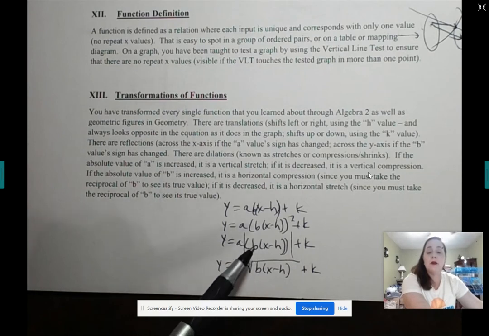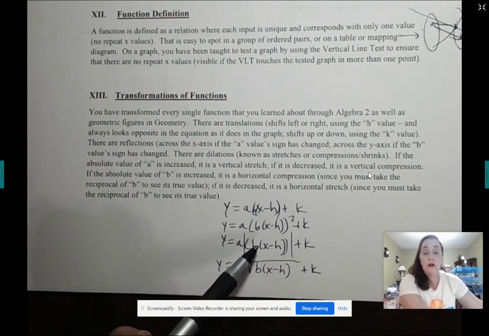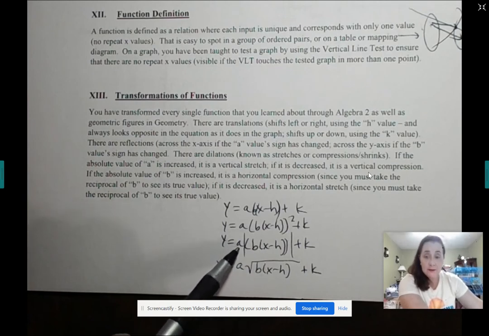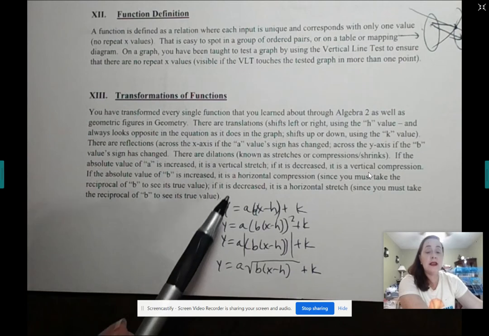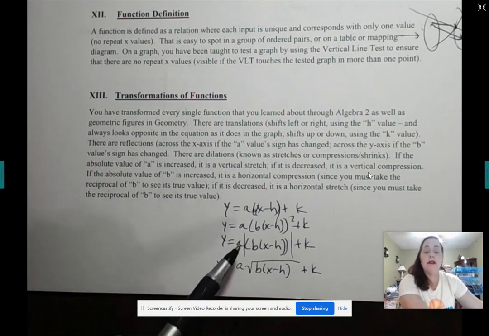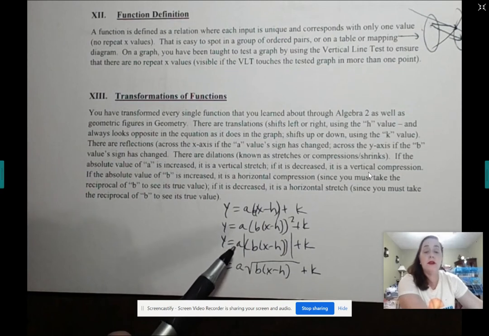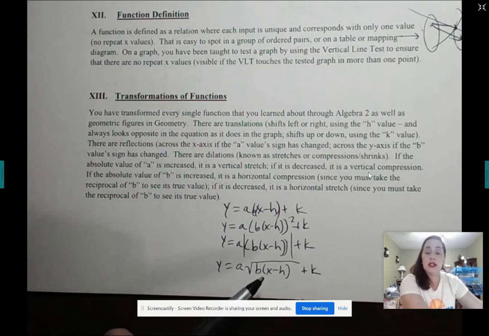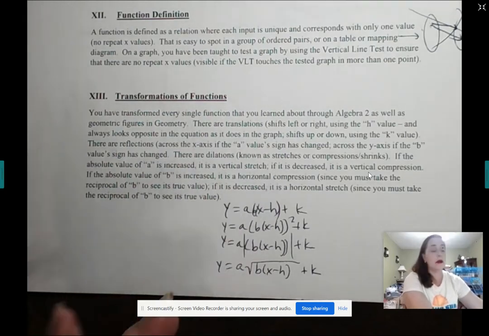If there's something inside a square root or inside absolute value or inside something being squared or cubed or any of that, if that sign changes in front of x, that's going to be a reflection over the y-axis. And if A gets bigger, ignoring the sign of A, but the absolute value of A, if it gets larger, that's going to be a stretch vertically. If it gets smaller, ignoring the negative sign, if there is one, it will be a vertical shrink or compression. If B gets larger, we have to flip it over and then determine if that's a horizontal stretch or compression. So I've written all that up here. So we have a couple of things that will practice that for you guys.